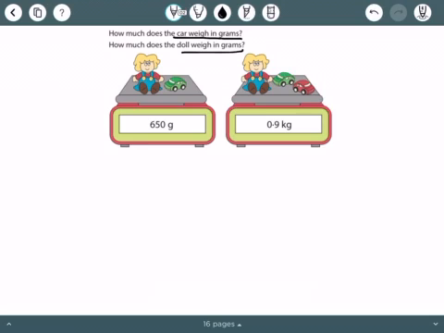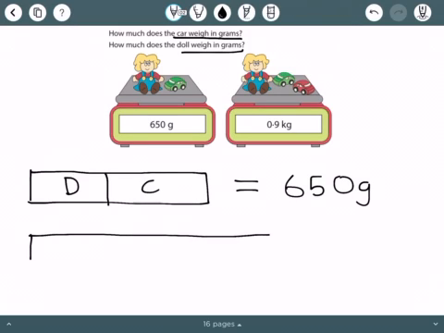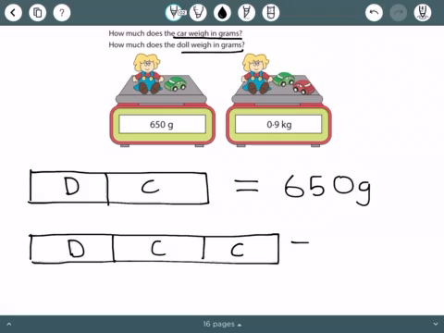Okay, so the scales on the left, if I draw a bar to represent what it is on the left, we have a doll and a car, and that equals 650 grams. The scales on the right, we have a doll and two cars. So the doll is the same, that car is the same, and we can assume that the red car that's been added is the same weight. So we have another car, and that equals 0.9 kilograms.